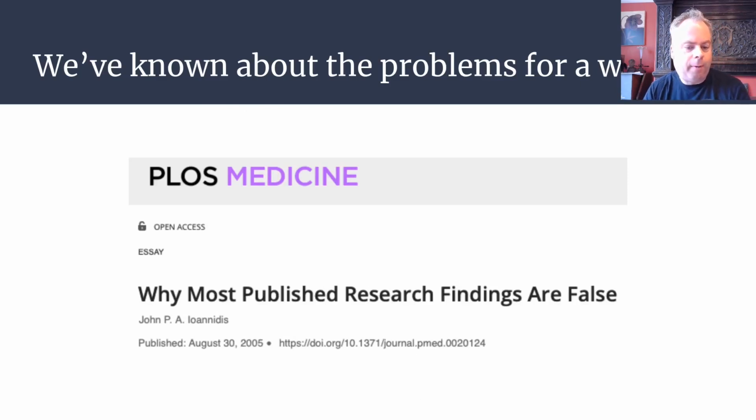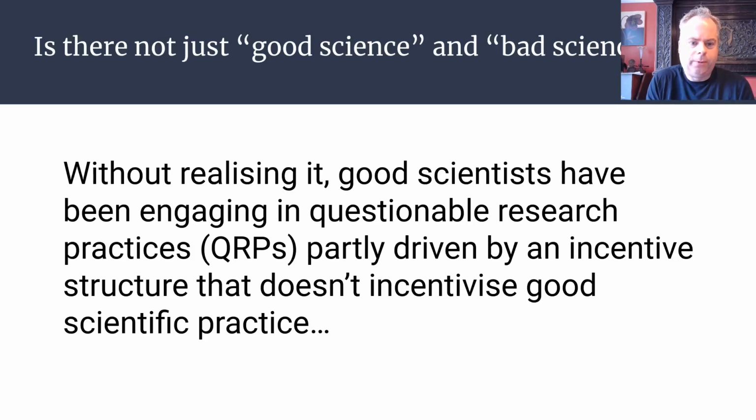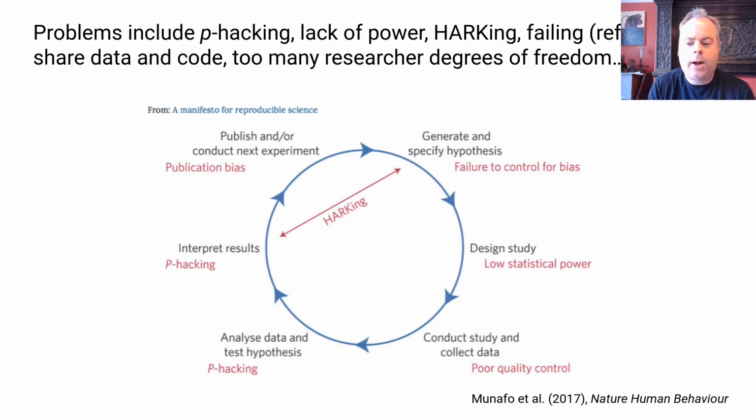I guess most recently, this paper by John Ioannidis in 2005 really kick-started the current conversation around reproducibility and issues around replication, where he claimed that most published research findings are false. And what seems to be the case is that it's not just that there's good science and bad science out there. It seems to be the case that without realizing it, many good scientists have been engaging in what are known as questionable research practices, QRPs. And this is partly driven by an incentive structure that actually doesn't incentivize good scientific practice.